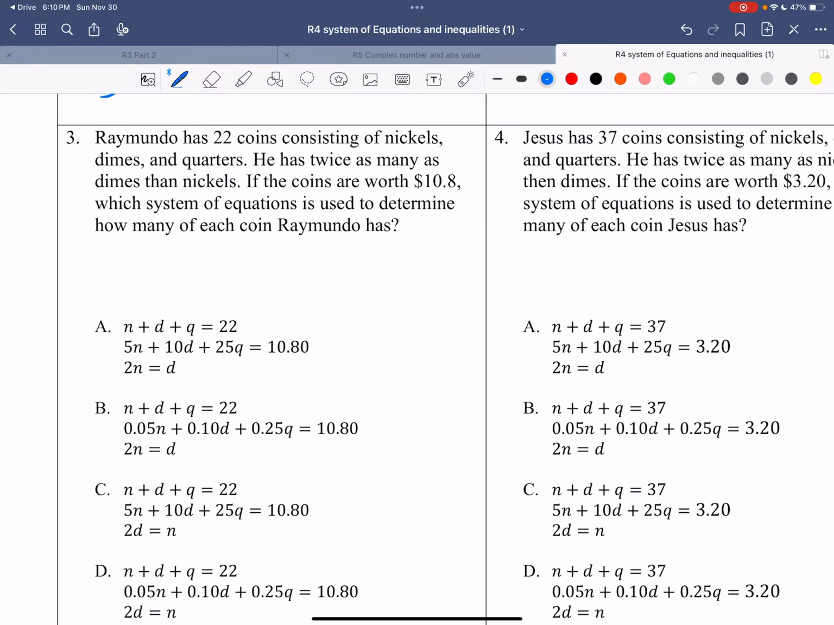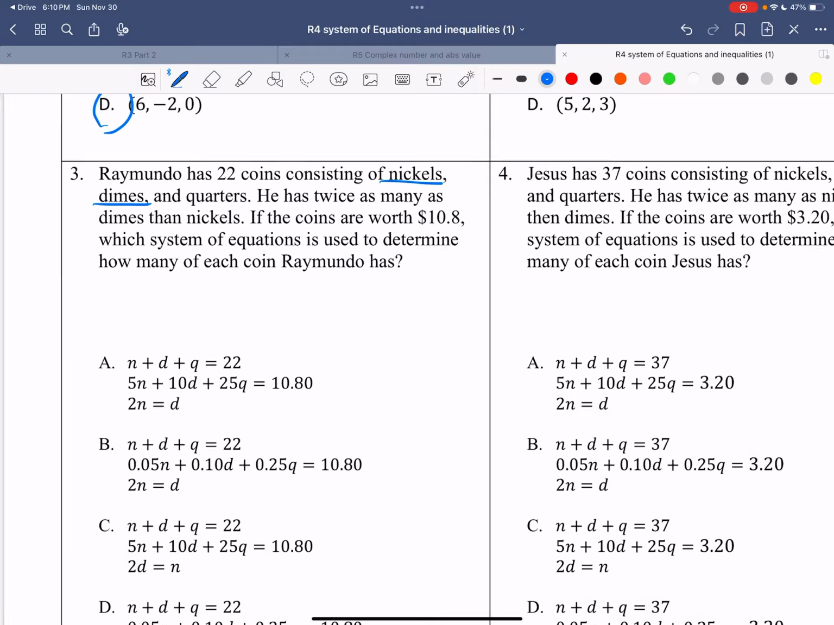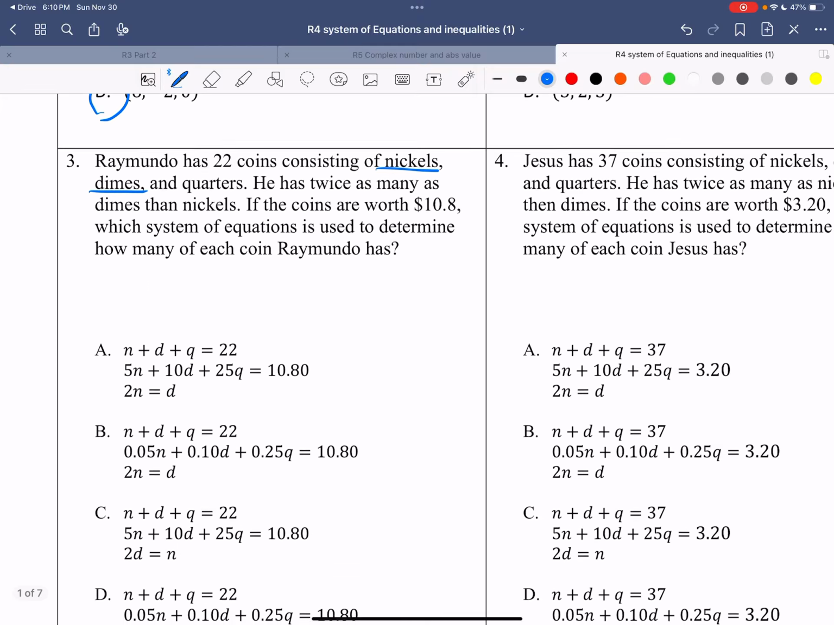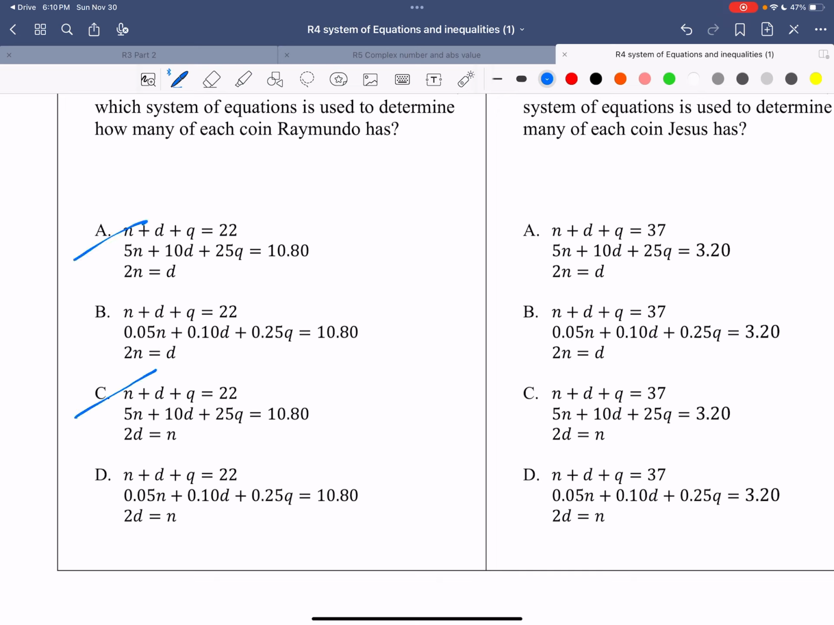So here, Raimundo has 22 coins consisting of nickels, dimes, and quarters. Then I should be able to cross out some multiple choices right away. Do you see nickels, dimes, quarters are 5 cent, 10 cent, 25 cent? So A and C can be crossed out because you cannot use 5, 10, and 25 as values. It should be 0.05, 0.10, 0.25.